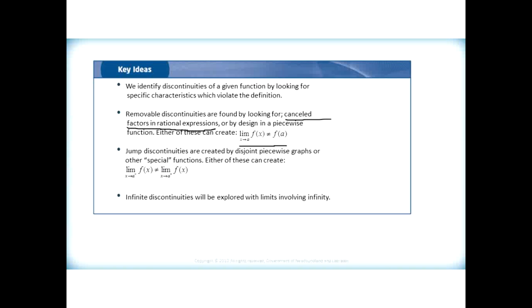Jump discontinuities are created by disjoint piecewise graphs. So we have disjoint piecewise graphs. Sometimes we see them with other special functions like the greatest integer function. And either of these can create the same condition if it's jump, left and right limits, not the same. And last but not least, infinite discontinuities, of course. We didn't look at them much here. We just know that they're vertical asymptotes. But when we look at limits involving infinity, we'll get into more detail on that.